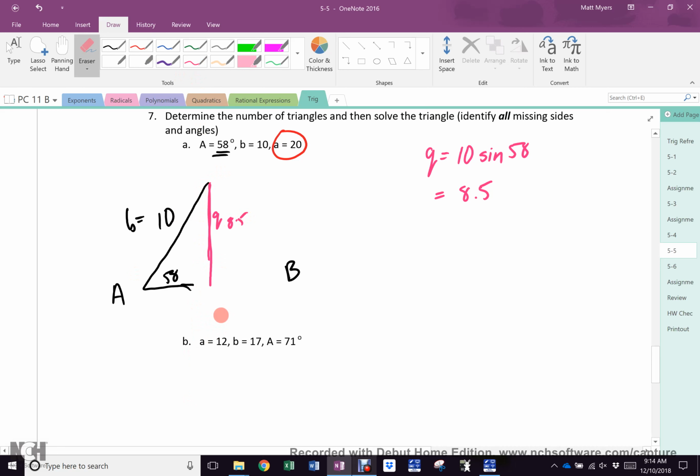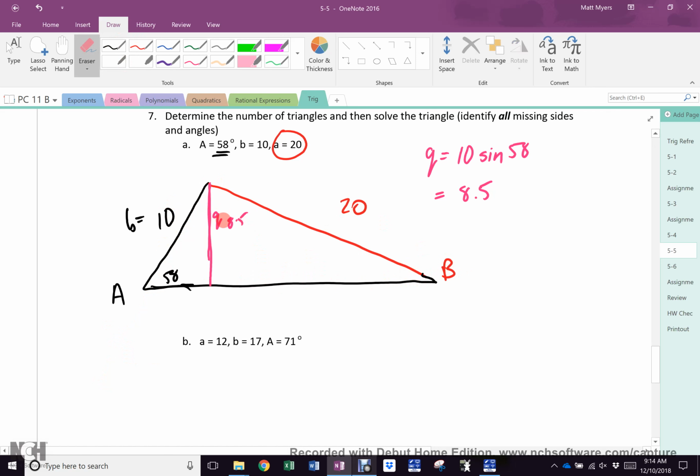Okay, so it can't be a right angle triangle. Can it go this way? Why not? It doesn't make a triangle. It's longer than 10. So what's my only option? It has to go out here. Right? So here's B, here's 20. Now, can I solve this triangle?